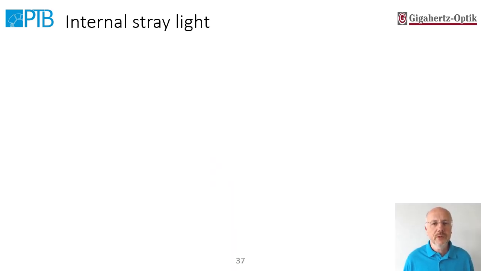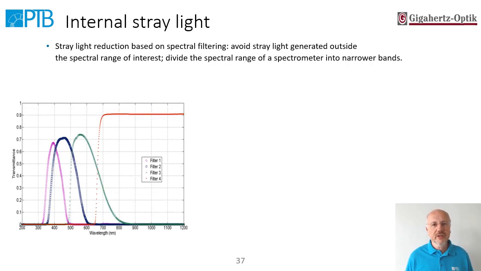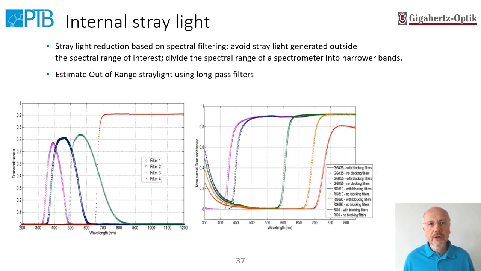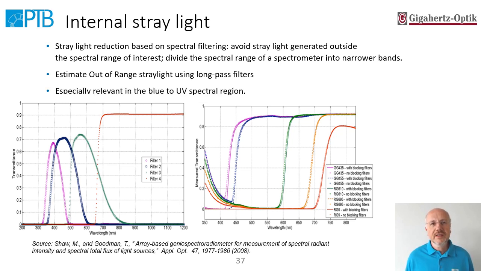If you don't have the possibility to produce a stray light correction matrix, you might use other procedures to correct for stray light or just even to avoid it. So you might use spectral filtering to avoid stray light generated from outside the spectral region of your interest. You might use bandpass filters to divide it into small spectral bands you are going to measure. Or you use this out-of-range stray light filter method where you have long-pass filters. Stray light is always present in the UV, in the blue to UV spectral region. This is where you always may have to correct for stray light.